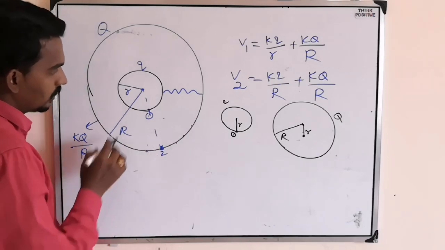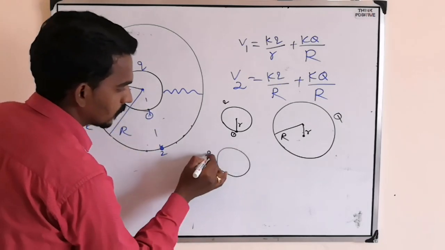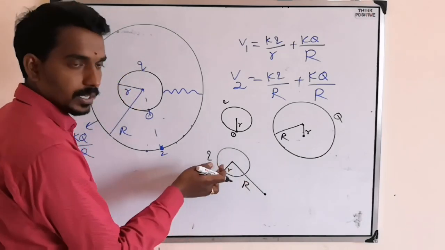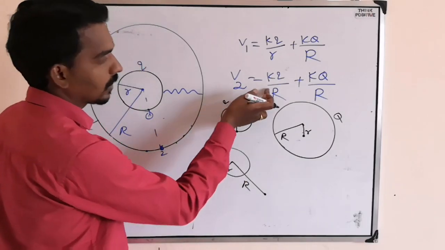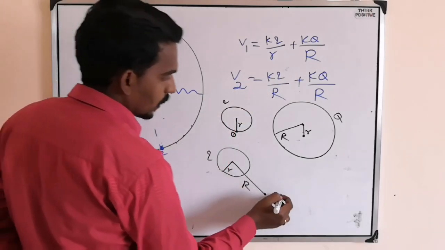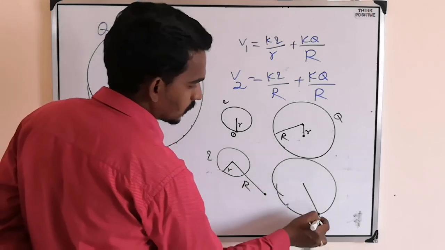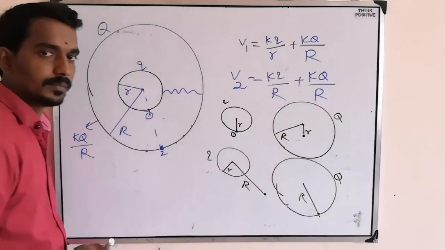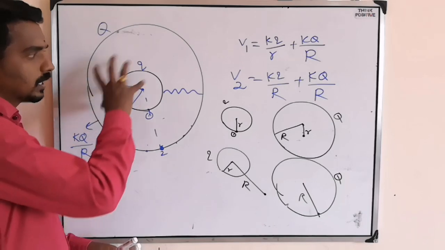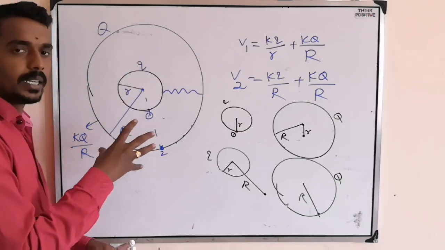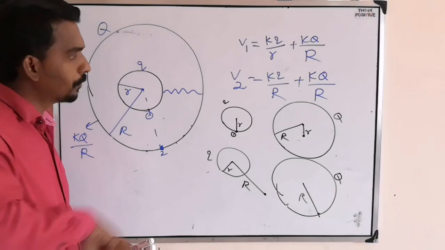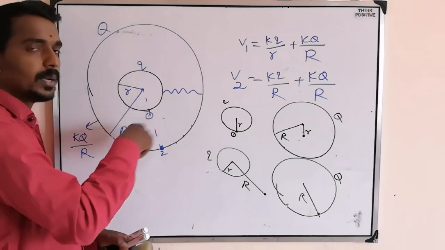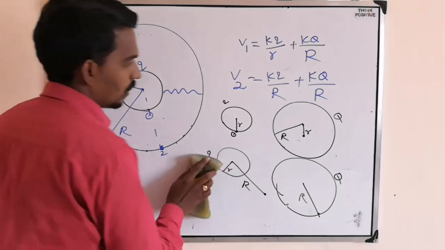If you consider this one, now the point is outside for this one, kq by distance, which is capital R. And for this one, the point is like this. Now the potential is kq by capital R. That's why when concentric shells are given, take care of potentials. If 2 shells are there, 2 potentials at any point. If 3 shells are there, then 3 potentials at any point.